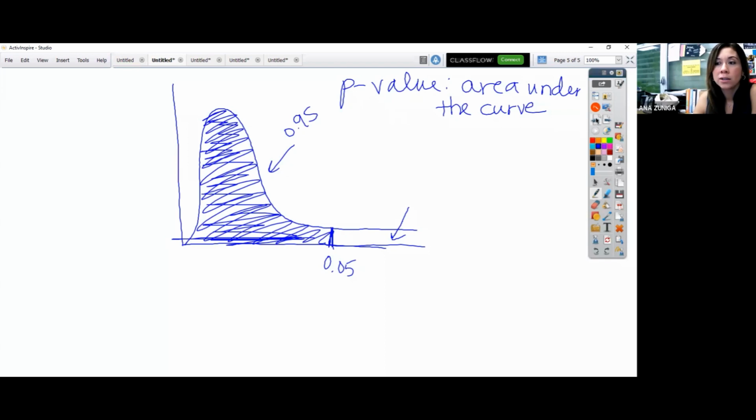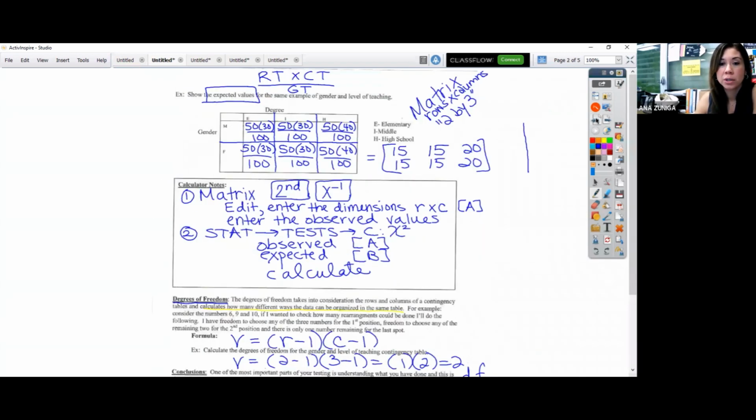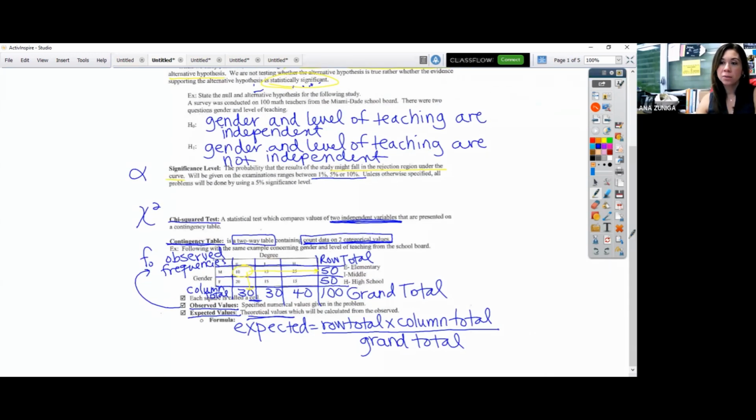So we're going to take a look at the two examples that we already did in class. The first one was the whole thing with the gender and level of teaching, if you remember. So take your calculator right now, and we're going to go to matrix, second x to the -1, go over to edit, press enter. You're going to type in the size of this matrix, which is a 2x3 matrix. So 2, enter, 3, enter. I would show you on the calculator, but it's not working, the one that I used in the class, so sorry.